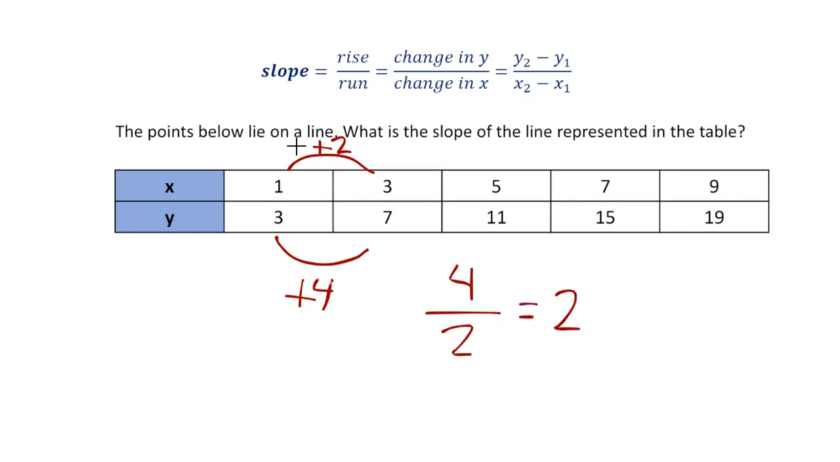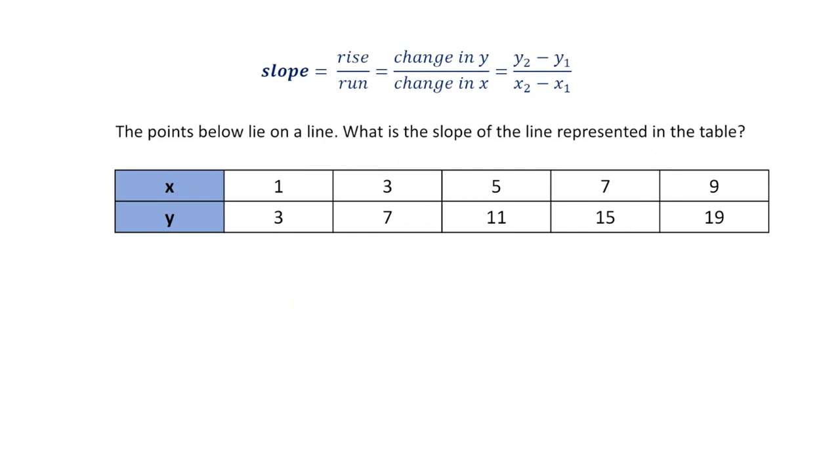Now, this is a line. These points all represent points that are on a line, so I should be able to pick any 2 points and still get the same answer. But let's double check that. So we did that one already. Now let's go and try, let's say we pick 3, 7 and 9, 19.